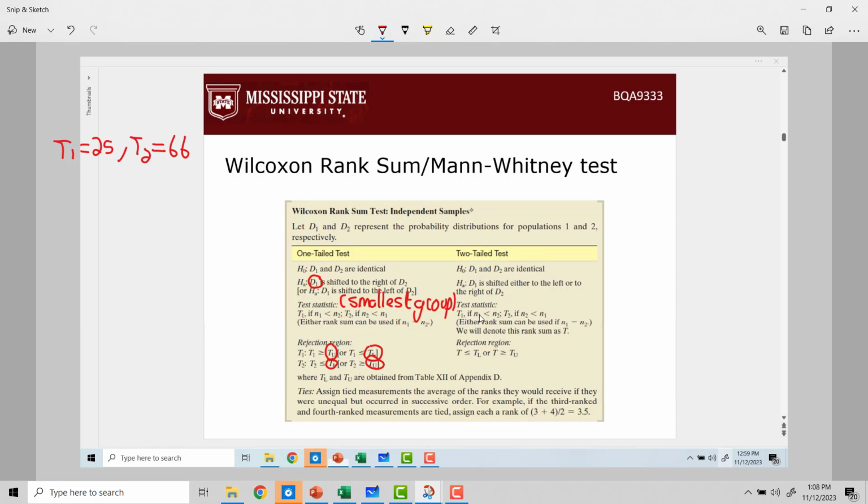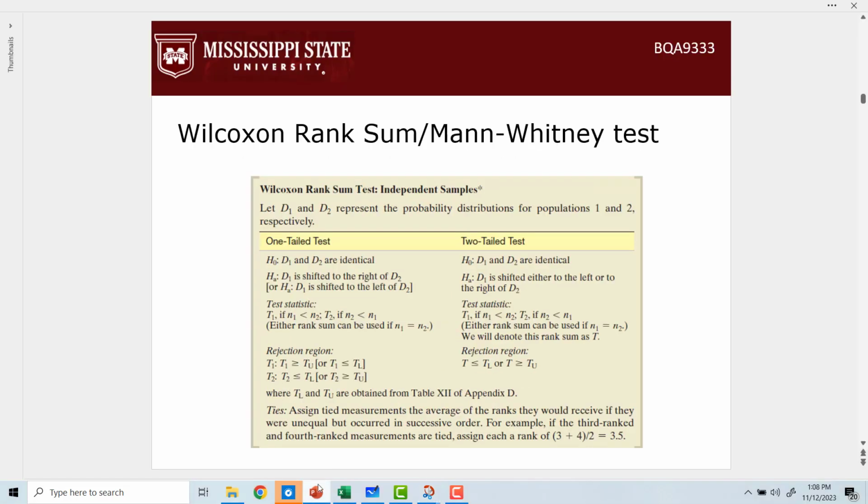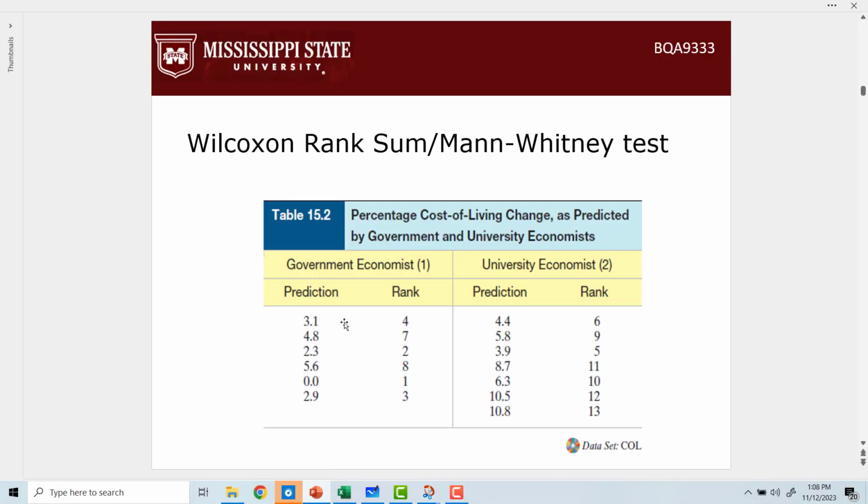The nice thing with the two-tailed test is we still use the smallest group, but it doesn't really matter. We just have to reject if we're less than or equal to TL or greater than or equal to TU. And before I do it for this one, I'll quickly show you the table.